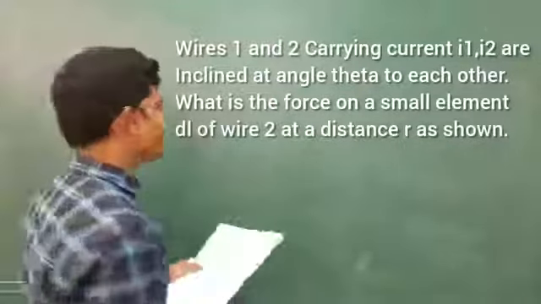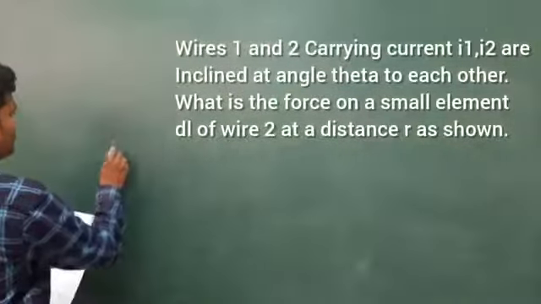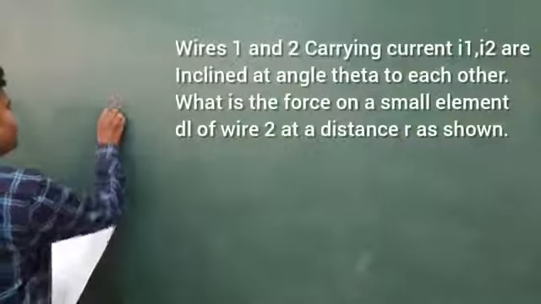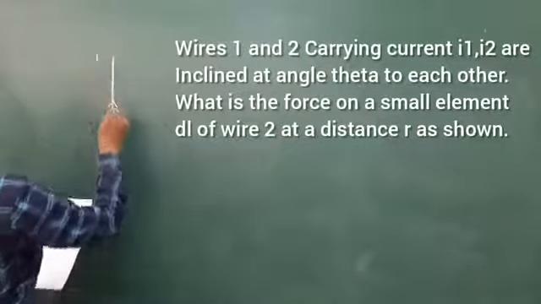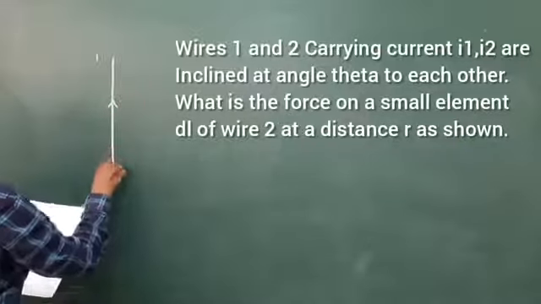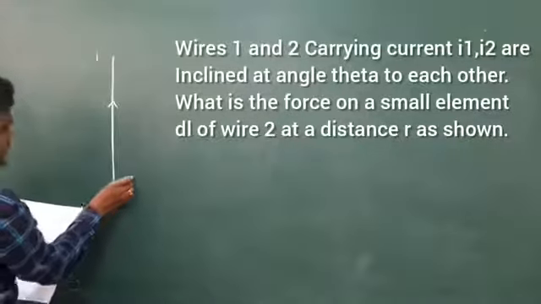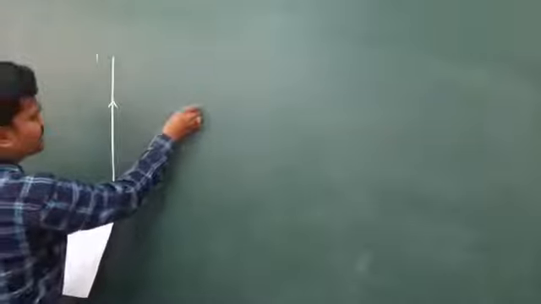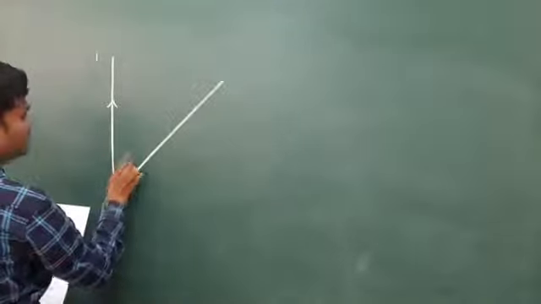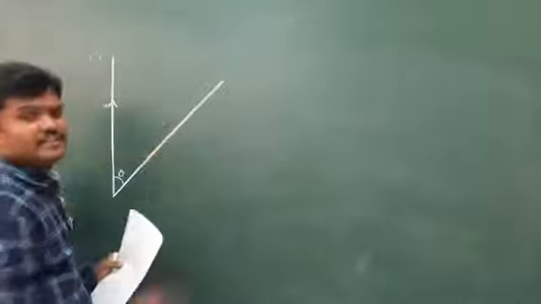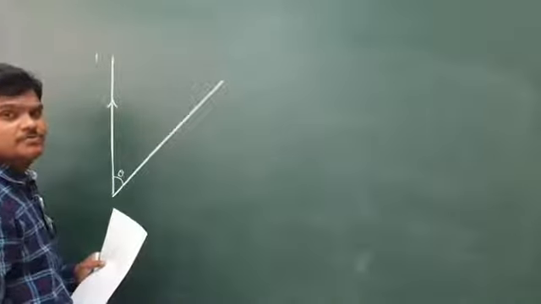Anyhow, they given the diagram. Now I am going to draw the diagram. So this is also a simple problem. This is the wire, this is wire 1, and another wire is bent like this with an angle theta. Same problem is covered in magnetic field. So we can find magnetic field also.